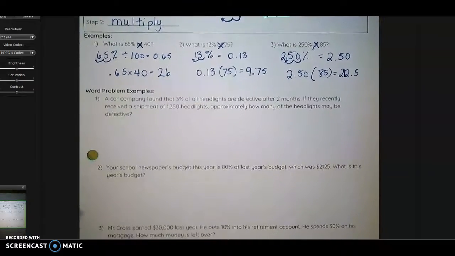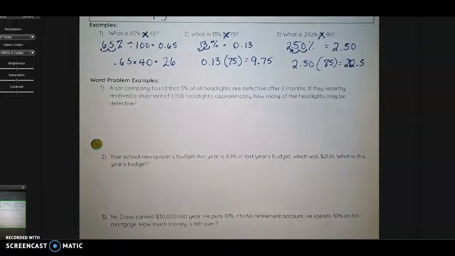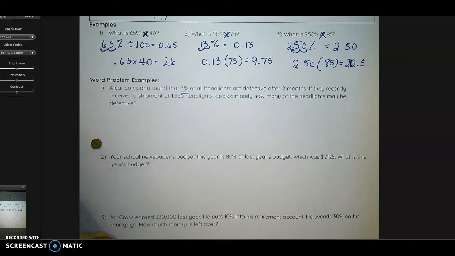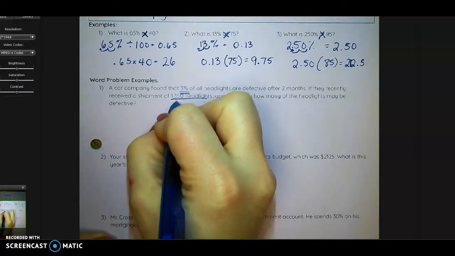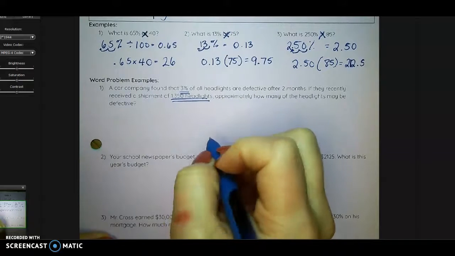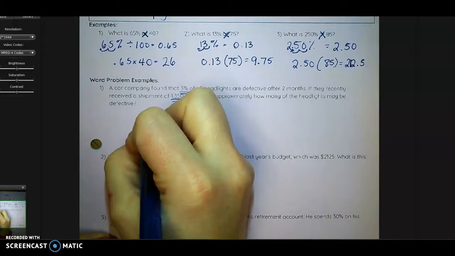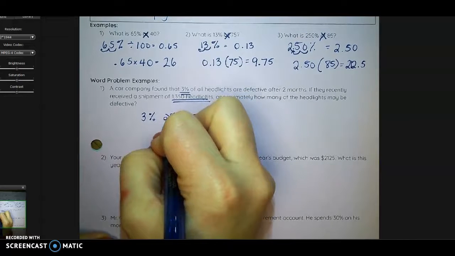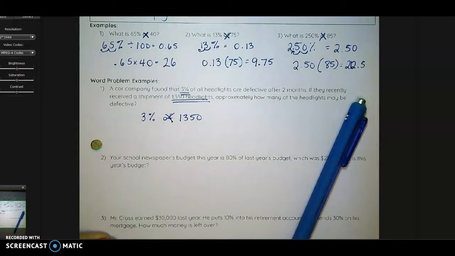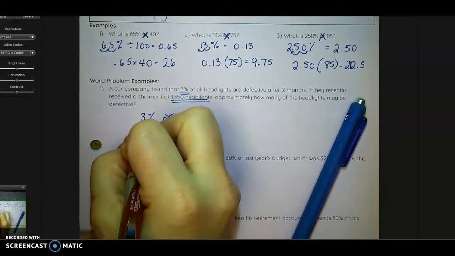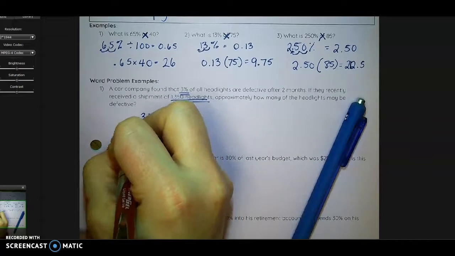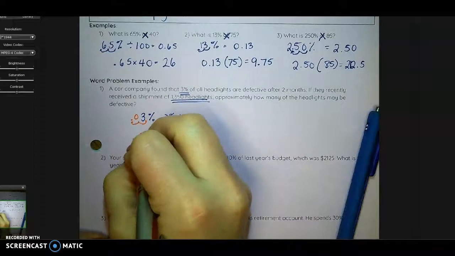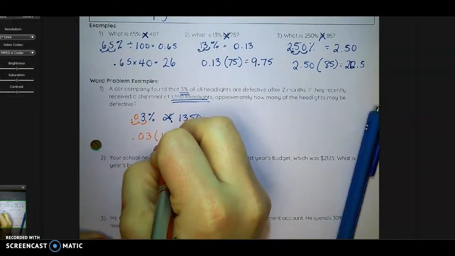So let's take a look at some word problems that you might see with this used. A car company found that 3% of all headlights are defective after 2 months. If they recently received a shipment of 1,350 headlights, approximately how many of these may be defective? So I need to find 3% of 1,350. The "of," again, tells me to multiply. When I move this decimal point here, you'll notice that I have a blank space. Remember, I need to fill that in with a 0. So this becomes 0.03 times 1,350.